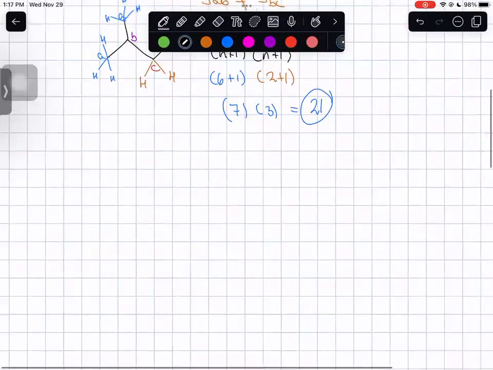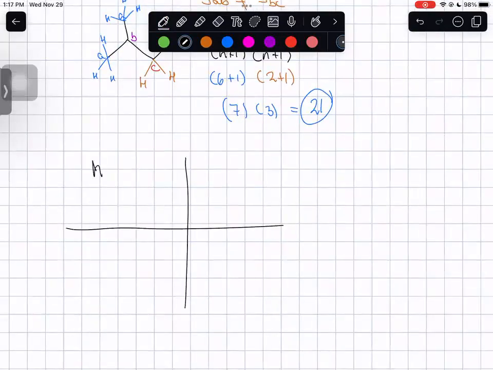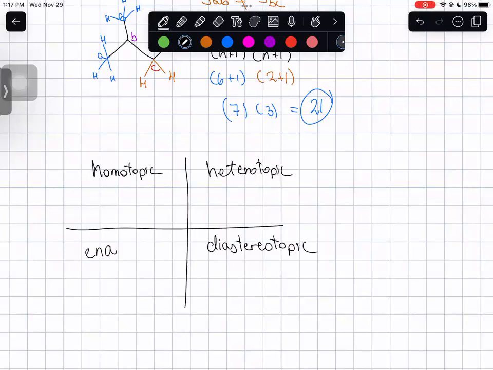So let's write it down actually: homotopic, heterotopic, diastereotopic, and enantiotopic. Okay, what was the definition for homotopic hydrogens? Identical. They're just the same signal, identical. Heterotopic, just different signals. Enantiotopic.